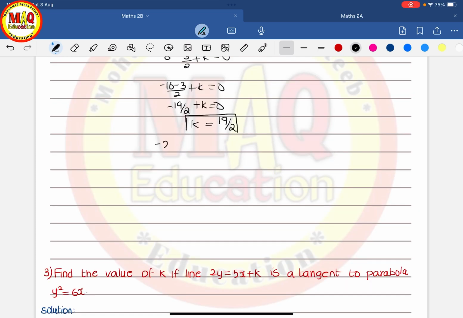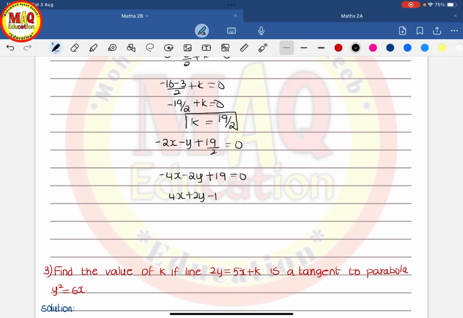What we got? Equation of normal is minus 2x minus y plus k, that is plus 19 by 2, equal to 0. Taking LCM, minus 4x minus 2y plus 19 equal to 0. Multiply by minus 1: 4x plus 2y minus 19 equal to 0.